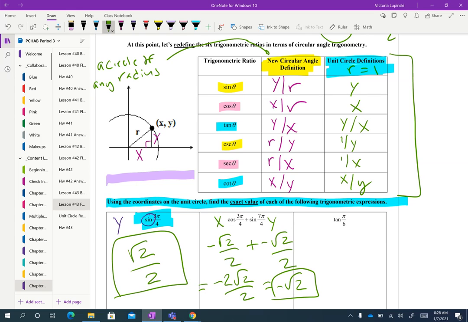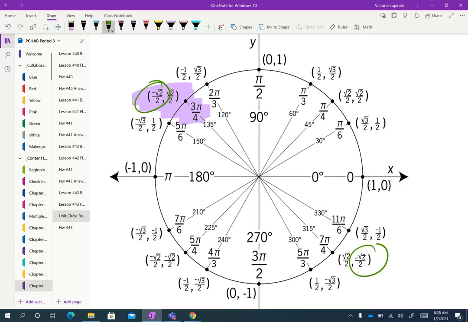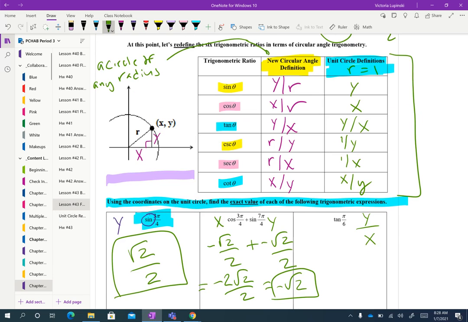So the tangent of pi over 6. Remember that because you're on the unit circle, a tangent is a y value over an x value. So if I go back to my pi over 6, I'm going to have to put whatever that y value is over whatever that x value is. So I'm going to have to put 1/2 over root 3 over 2.